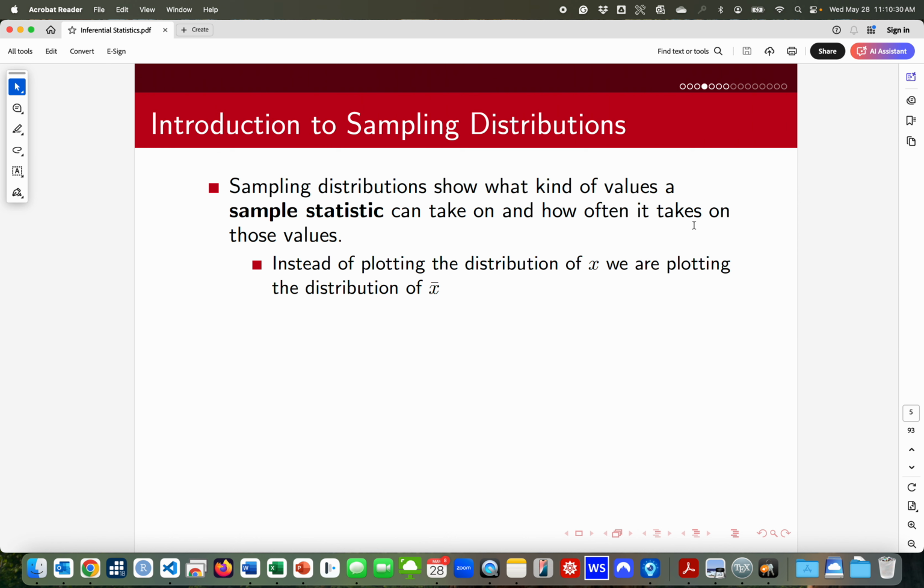Instead of doing that, I'm going to take a random sample of, say, 50 students. I'm going to ask those 50 students how much time they spend studying. I'm going to calculate the average, and I'm going to write that number down. So instead of writing down how much time students spend studying, I'm going to write down the average time spent studying for that sample of 50 students. And I'm going to do that over and over and over again. So let's say 1,000 times I'm going to take a random set of students and find the average amount of time they spend studying, and I'm going to plot that distribution.